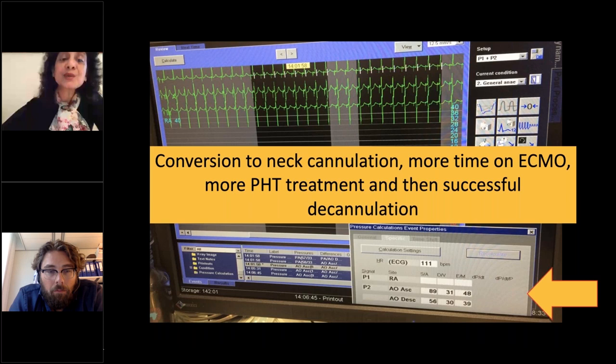So this child returned back to the ICU. In time was converted to a neck cannulation. More time was given on ECMO for cardiac rest and recovery. Pulmonary hypertension treatment was intensified and then was successfully decannulated.